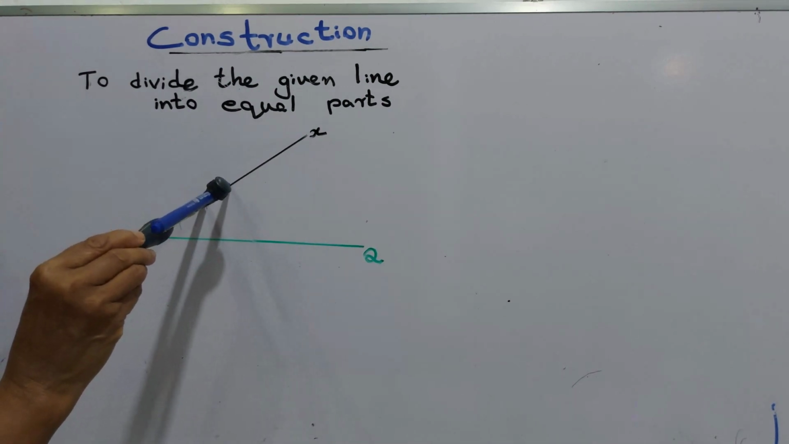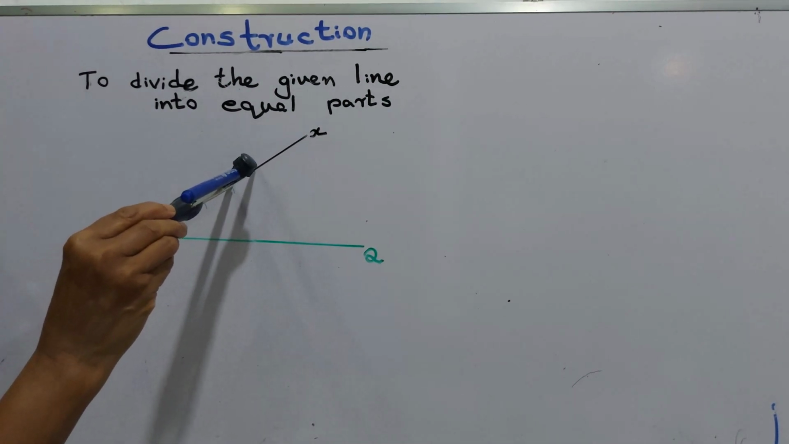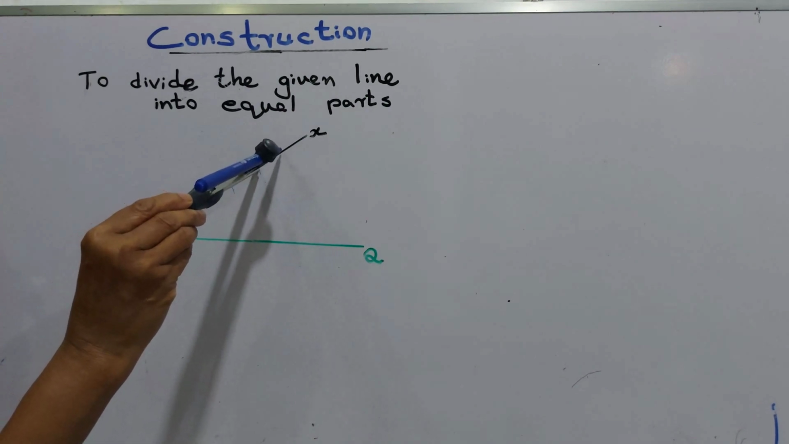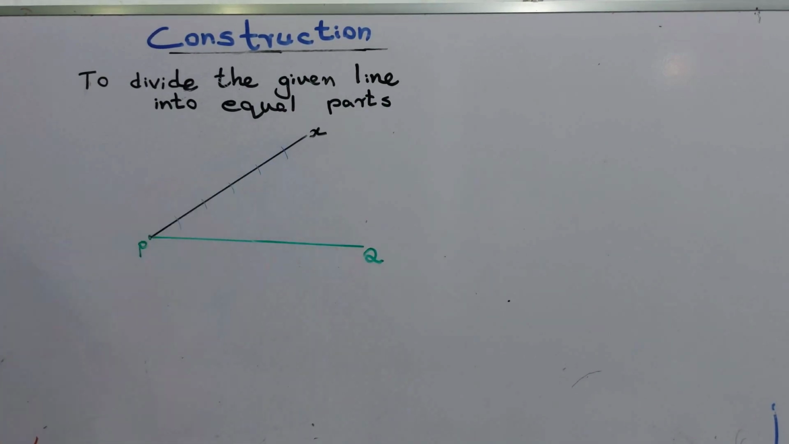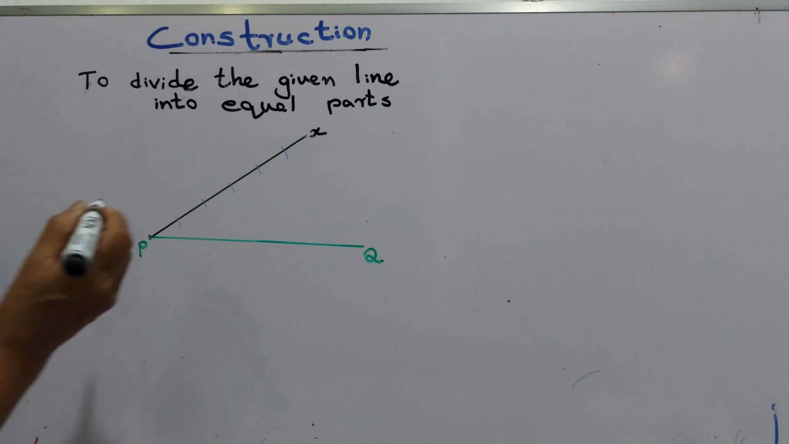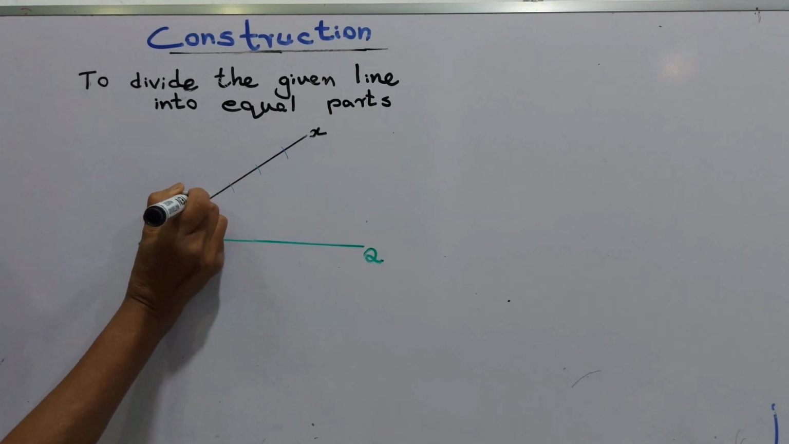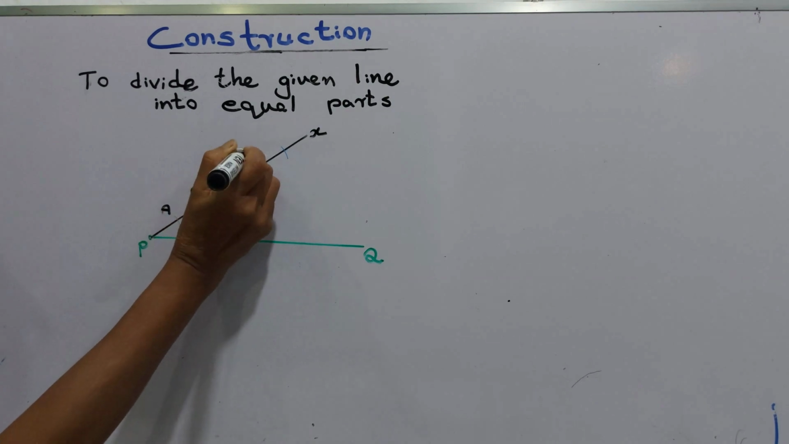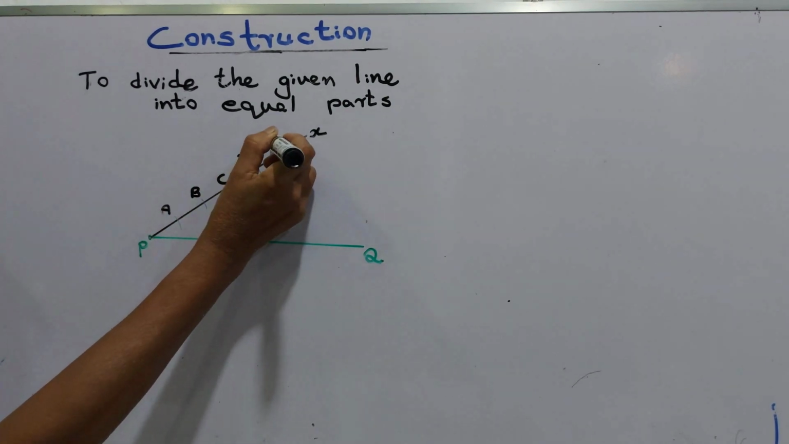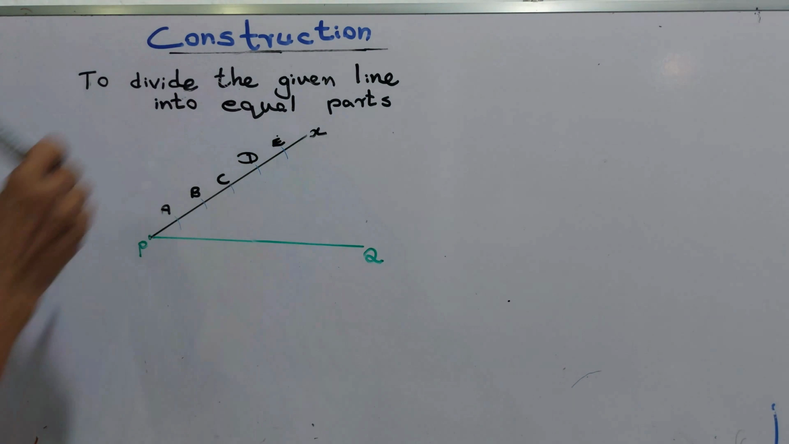1, 2, 3, 4, 5. Now we'll name these as A, B, C, D, E.